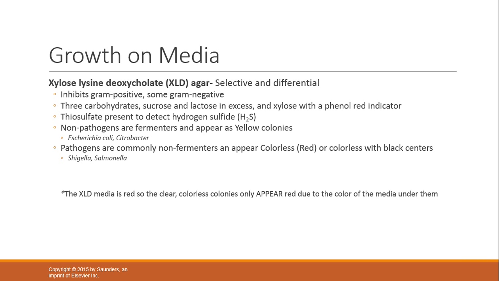So here, again, it's basically the same kind of thing as the HE agar. We're looking for Salmonella or Shigella. We're looking for the pathogens, which are non-fermenters. And so they are going to appear colorless, whereas our non-pathogens are fermenters, and they're going to appear yellow because they'll ferment the sugars in the media. So what we're looking for are colorless colonies or colorless colonies with black centers. And so XLD agar is red to begin with. So you might see in test questions that you're looking for red colonies or colorless colonies. So keep that in mind.